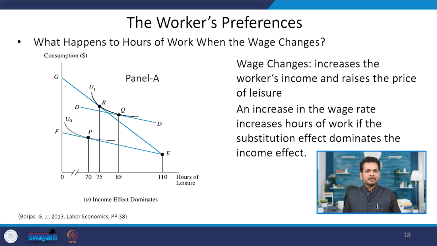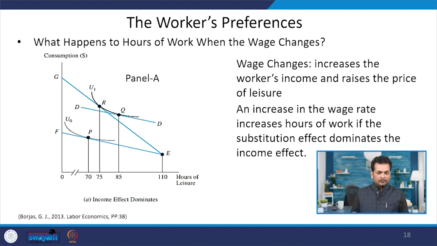So, there are two conflicting forces which work. One is to consume more leisure, another is that at the same time he cannot afford to lose. So, how do these two conflicting forces work? We can discuss it with the help of the graph. Now, what happens when a wage change leads to an increase in the worker's income and raises the price of leisure?